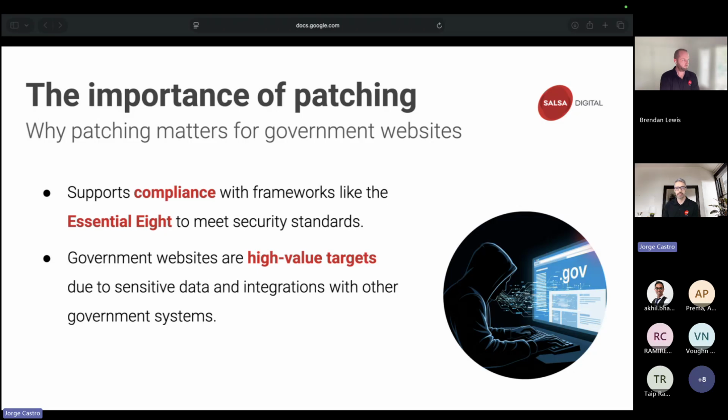Government sites are actually high-value targets because they can hold sensitive citizen information, and they often integrate with back office government systems. So hackers are interested in that because it is the most precious thing that we have. It's our information, it's our data, which is stored in those systems. So we don't want to leave them vulnerable to sophisticated attacks and anything like that.